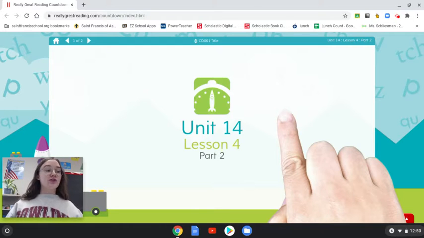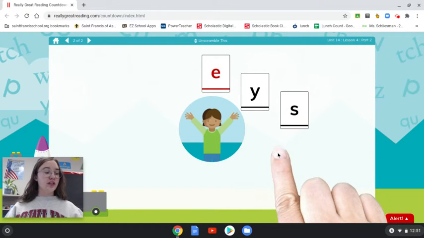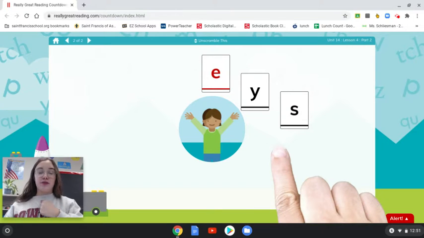Now we're going to unscramble some letters that got all mixed up. And when we unscramble them and put them in the right order, they will make real words that we can read. Yes. Let's stretch this word together. Make sure your hand is right here and you're ready to finger stretch with me. Ready?